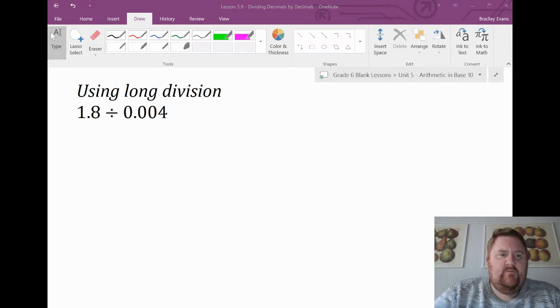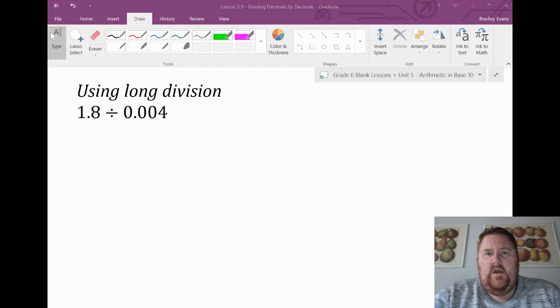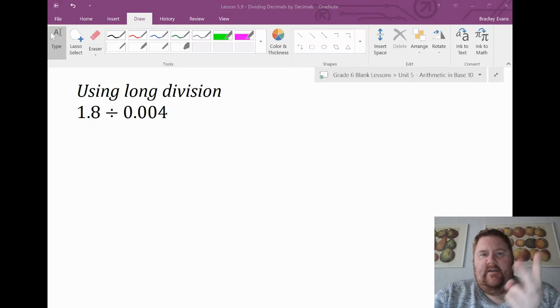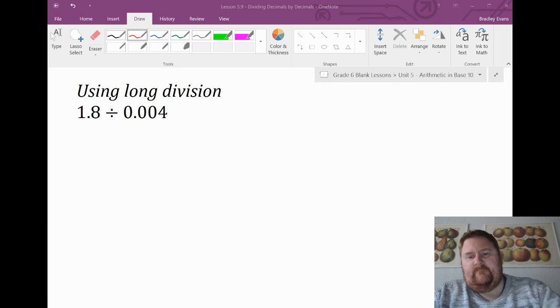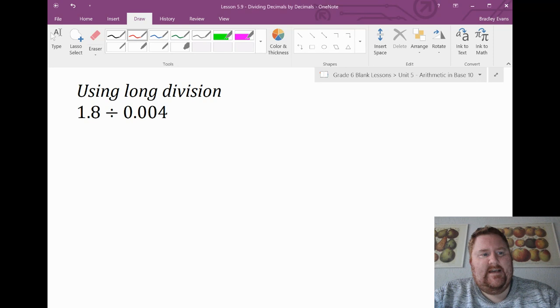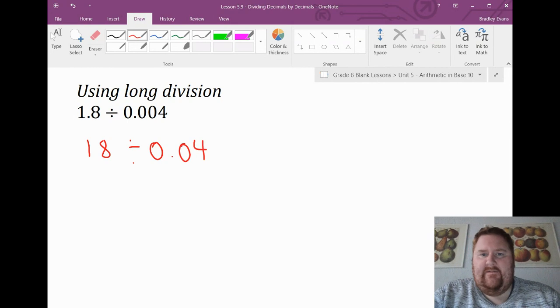Okay, 1.8 divided by 0.004. First step, multiply both divisor and dividend by the same multiple to get rid of the decimal place, to create an equivalent equation. So first I'm going to multiply by 10. So I'm going to have 18 divided by 0.04. Still have that pesky decimal place.